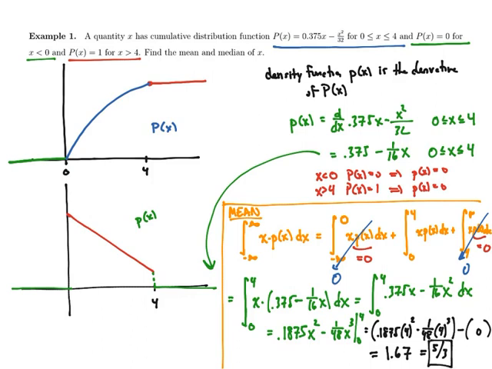So our mean value here is going to be at 5/3. Now let's calculate the median for this function.